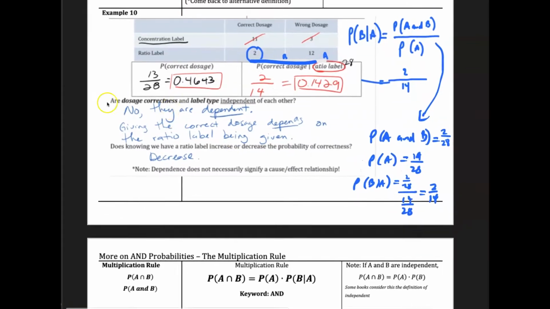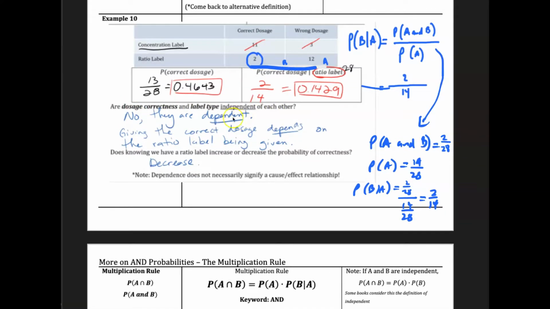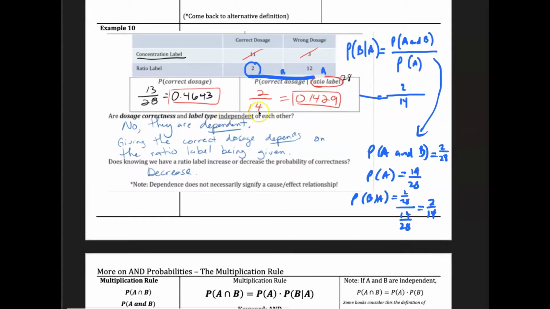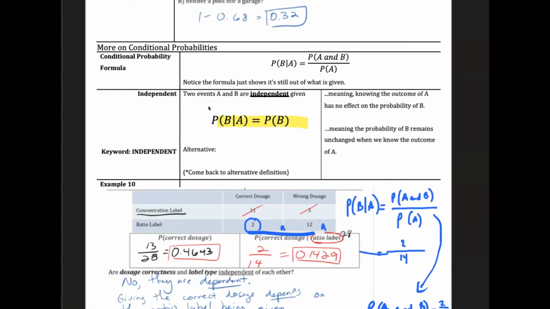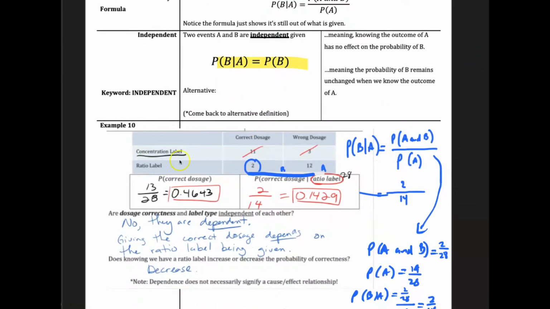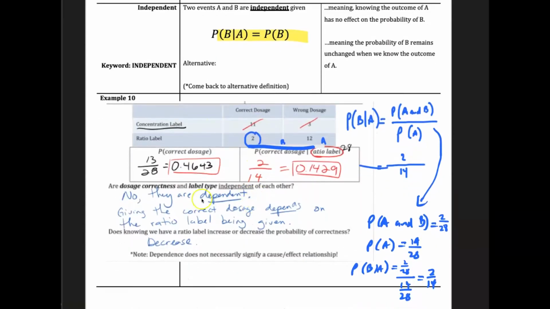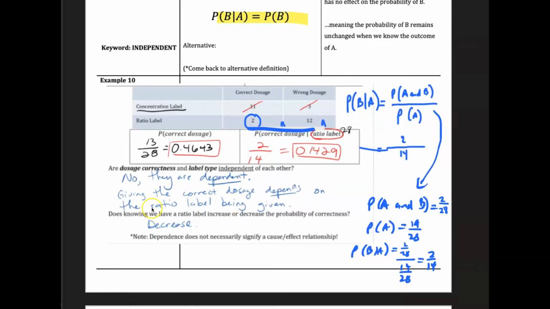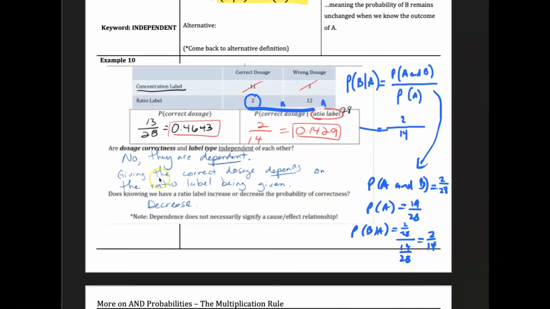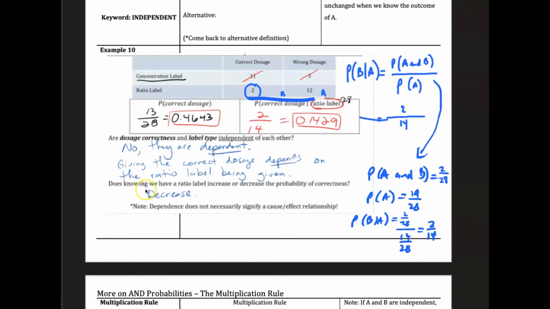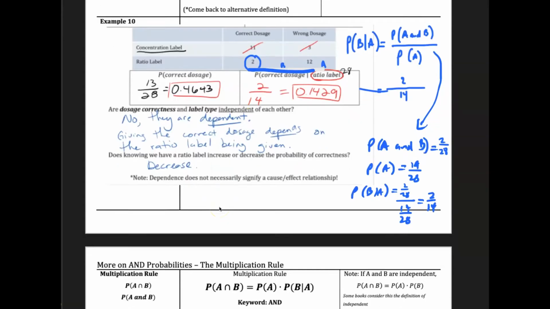And so you can see getting a correct dosage and label type, they're independent. Sorry, they are dependent, because when you calculate those two values, they are not the same. You see they're independent if they're equal, but we just calculated both of them separately, and the answers are different. And so we say they are dependent. Giving the correct dosage depends upon which label you get. And so knowing that we have a ratio label, we decrease the probability of correctness. You can see here, given that it's a ratio label, which will be an indication that maybe something's up and we need to change our policies based off of that.